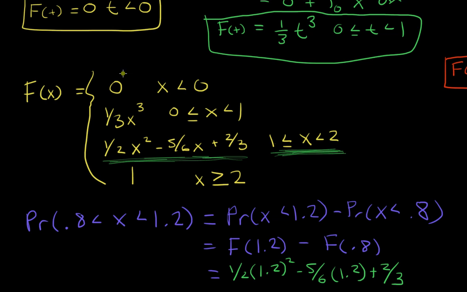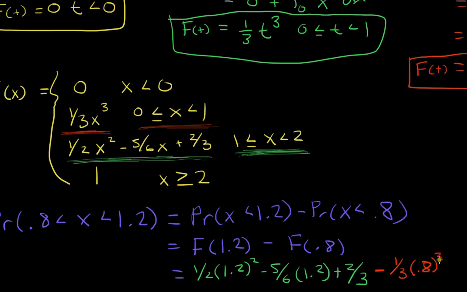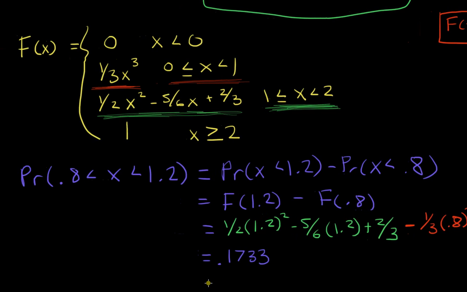Now I'm going to subtract off the probability that x is less than 0.8. I'm going to write this in red. So I'm plugging in 0.8 for x. So x is between 0 and 1, which means I should be using this piece of the function. So I'll be subtracting off 1/3 times 0.8 cubed. At this point, you'd want to plug that into your calculator. If you plug that into your calculator, I get 0.1733.